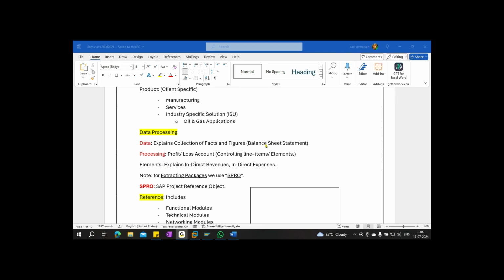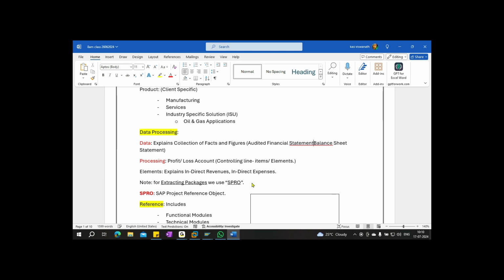Heading data explains collection of facts and figures. Nothing but audited financial statement. Audited financial statement. In accounting, which was called balance sheet. In accounting, which was called balance sheet statement.